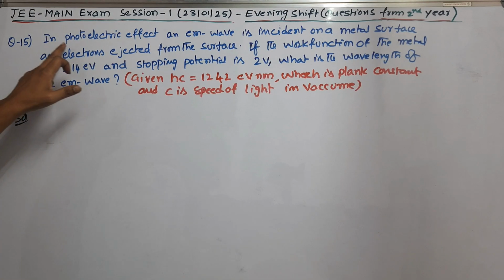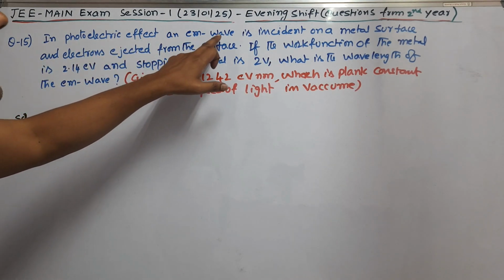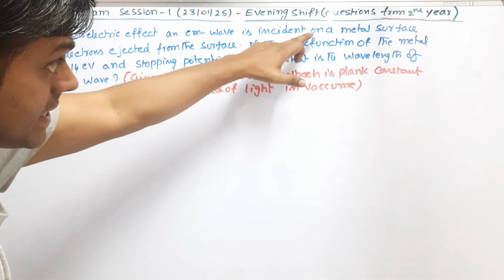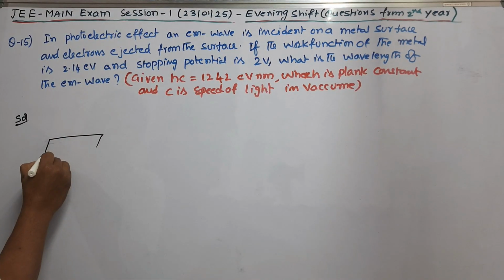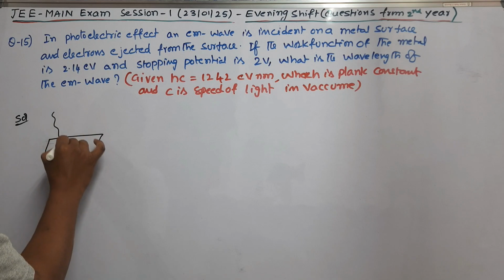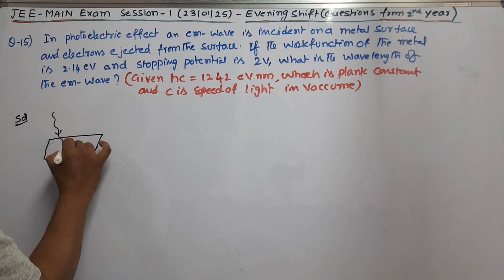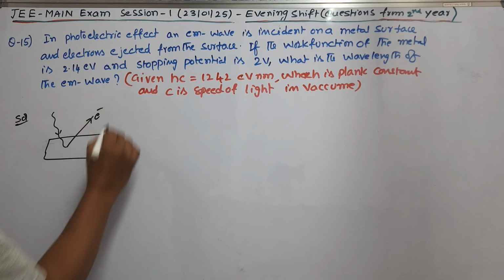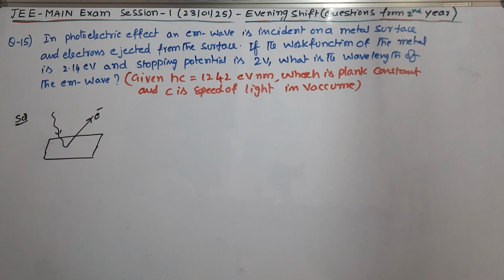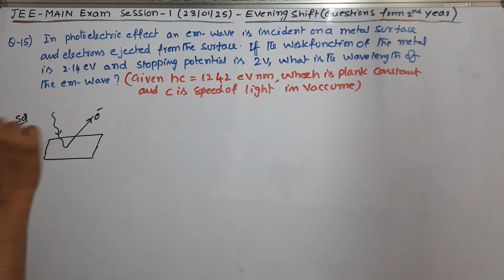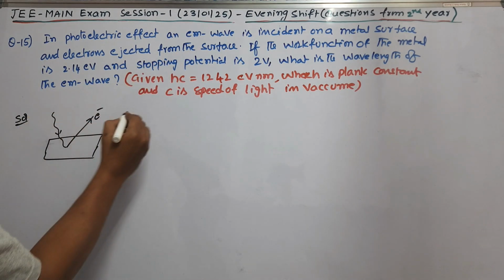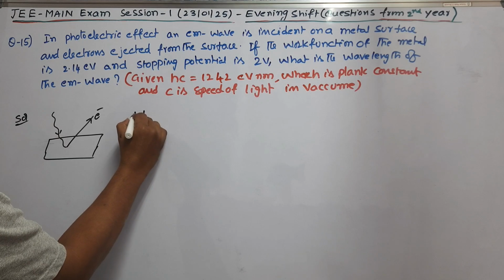The 15th question. In the photoelectric effect, an electromagnetic wave is incident on a metal surface. Suppose this is a metal surface; on its surface an electromagnetic radiation is incident. Then electrons are ejected. This phenomenon is called the photoelectric effect. The minimum energy required to eject the photoelectrons from the metal surface is called the work function. So the work function of the metal is given.